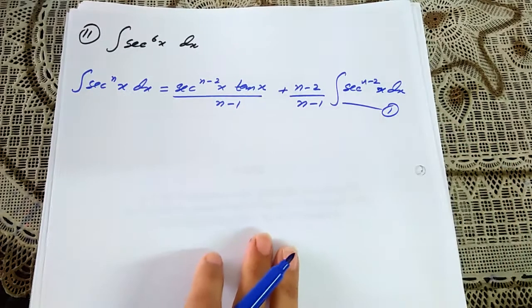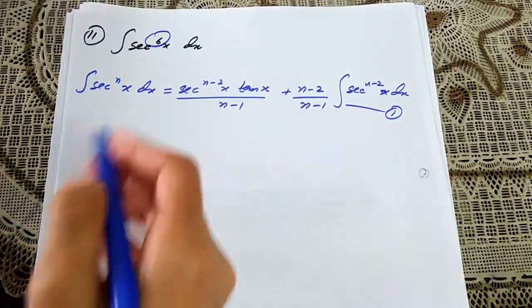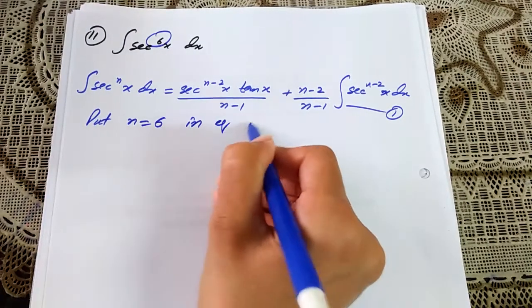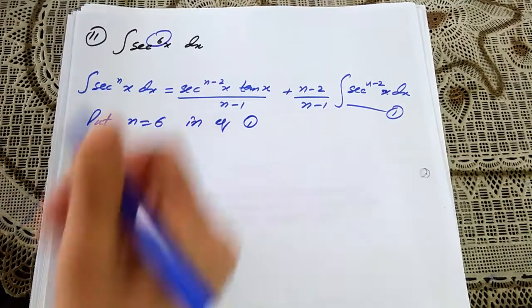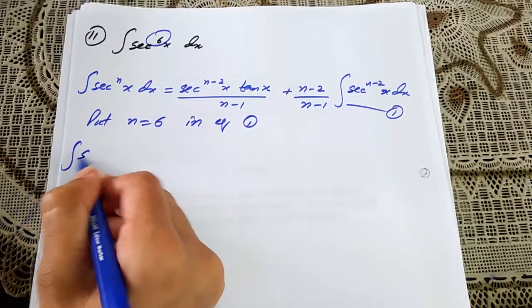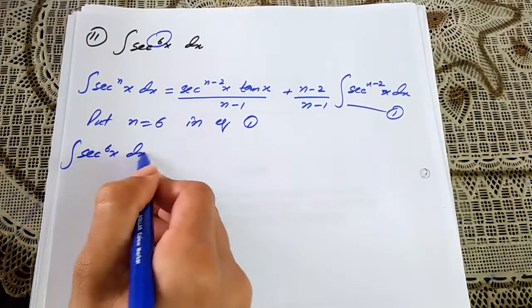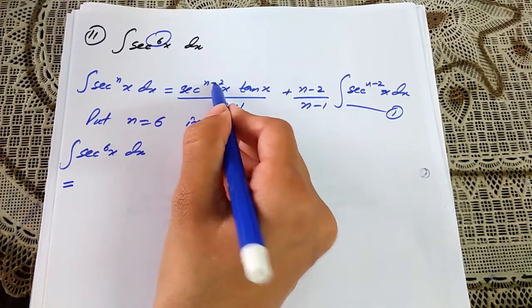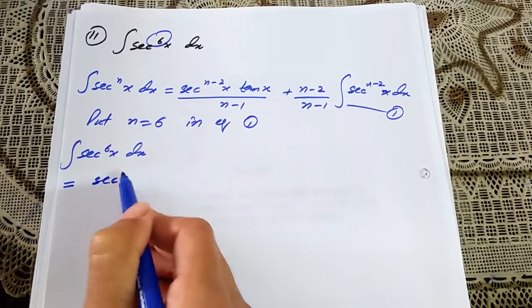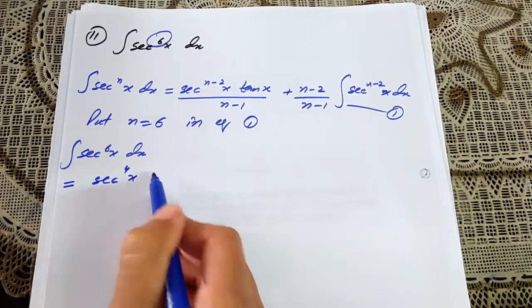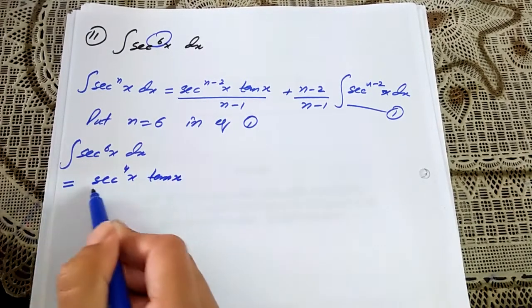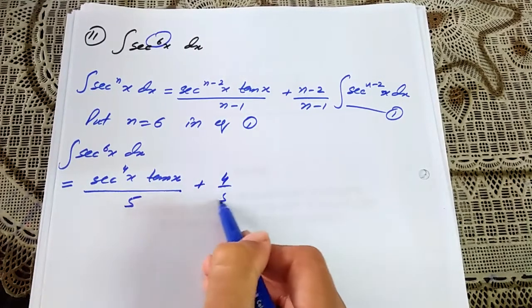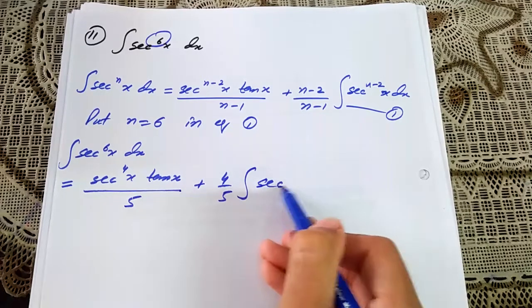Mark it as equation number 1. Now n is our 6, so put n equals 6 in equation number 1. We will get integration secant 6 of x dx, that will be equals to, now put in place of n 6, we will get secant 4 of x tangent of x divided by 5 plus 4 over 5 integral secant 4 of x dx.